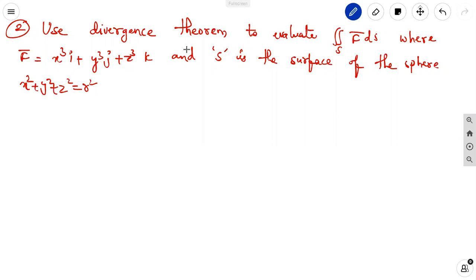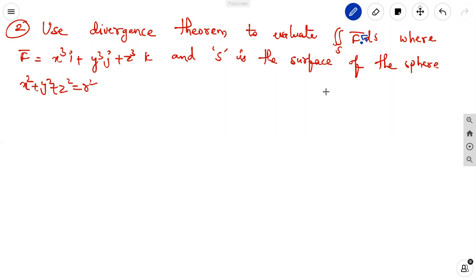Next problem, use divergence theorem to evaluate surface integral f vector dot ds. It's not f vector dot ds, it is f vector dot n ds. Then only we are using the divergence theorem. Okay, f vector dot ds they have given in the question, where f vector equal to x cube i plus y cube j plus z cube k.